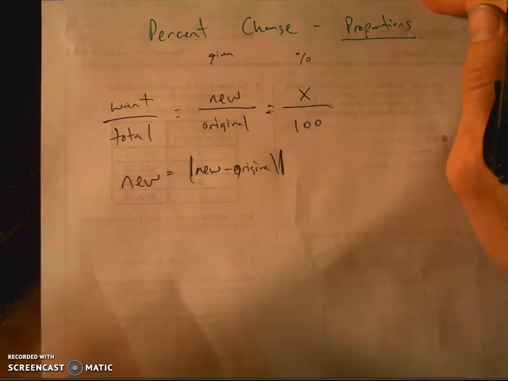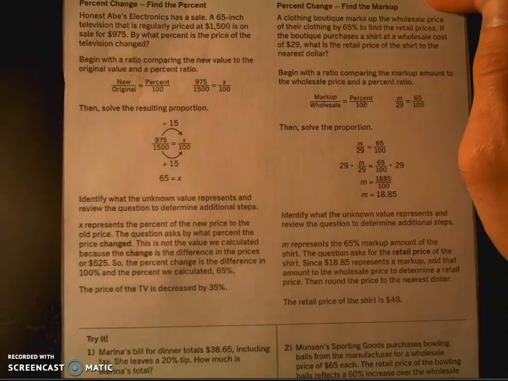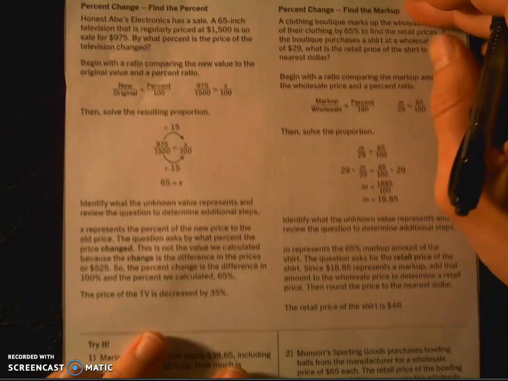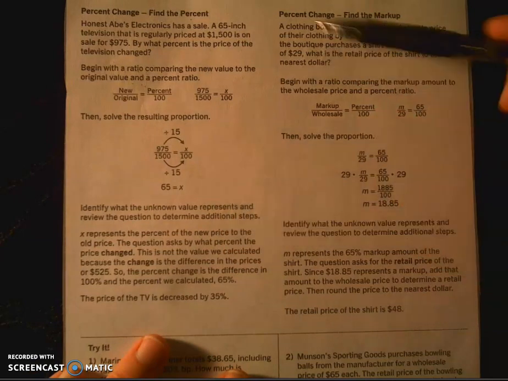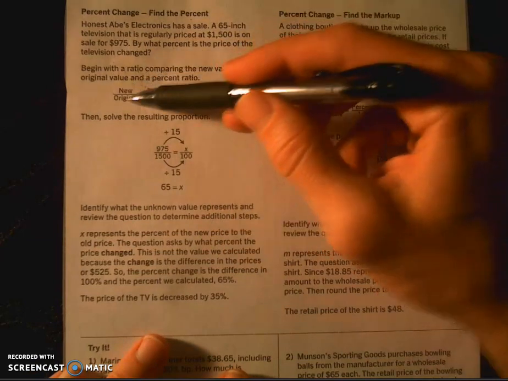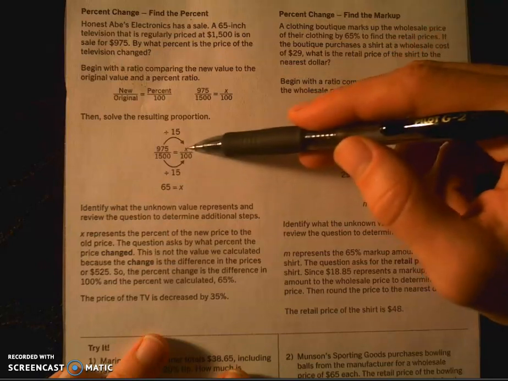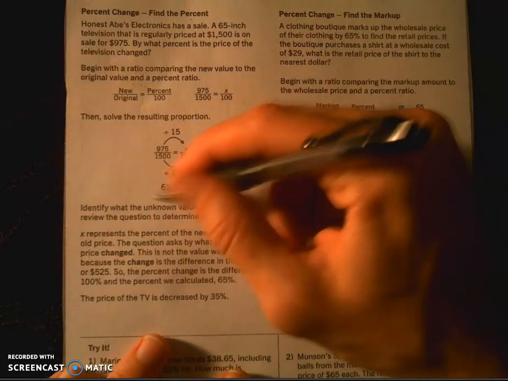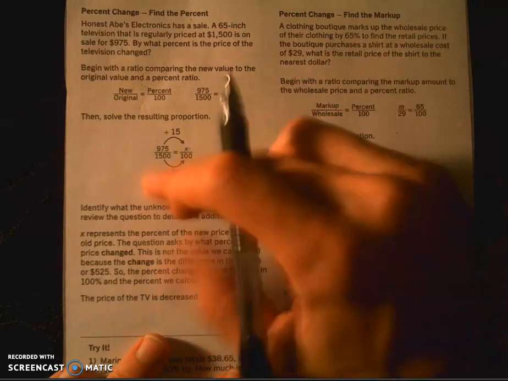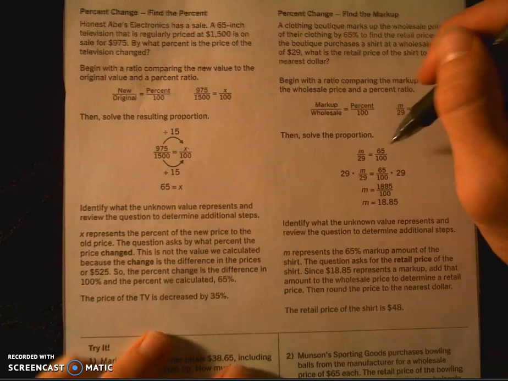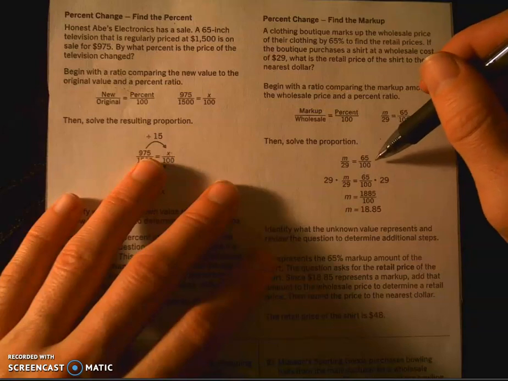So we're going to look at a couple notes here for percent change. I would strongly recommend you read through this. This is what I just showed you, new over original, percent over 100. And the way that you'd solve that is to solve for x will give you your percent. So in this case, 65%. You could also find one of the other values if they give you the percent that something was changed.